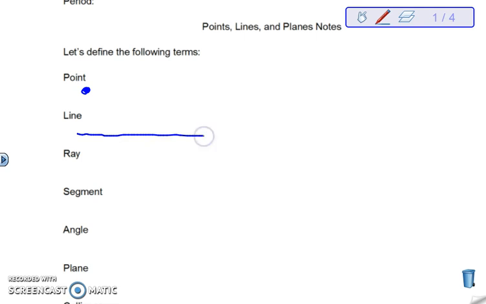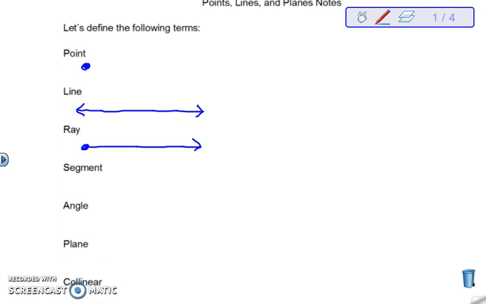Okay, so we also know from last year lines. They can go in whatever direction we want. They're perfectly straight. Key though for a line is that it continues forever in both directions, so that's why we put the little arrows. A ray is very similar to a line, only it only goes in one direction. So we notice that instead of having arrows on both sides, we have a dot.